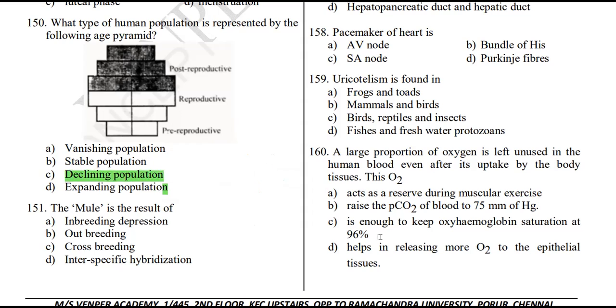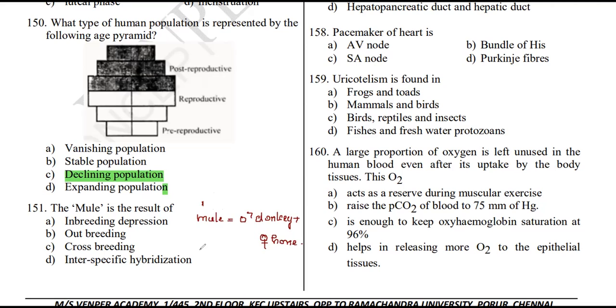A mule is the result of which of these things? Inbreeding, you already know, is between species which have the same ancestors. Outbreeding is going away from that, they do not have a common ancestor. Cross between is between different species. And interspecific hybridization. If we have to talk about the mule in detail, let me write it over here. The hybrid is actually formed between a male donkey and a female horse. So they are interspecific hybridization.